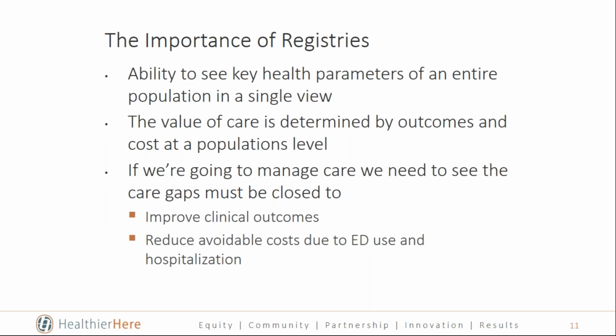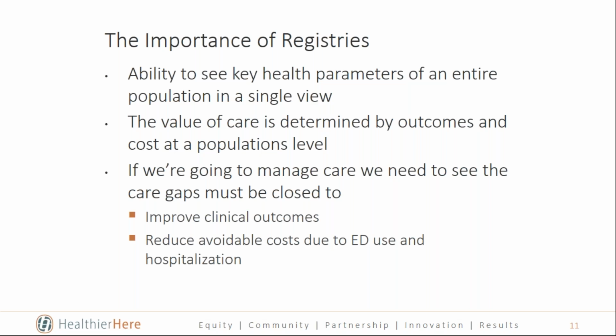So the importance of this is it allows us to see the key healthcare parameters for an entire population in a single view. And that then gets to this ability to manage those outcomes that Michelle was talking about, both the quality outcomes and the cost outcomes. Because if we're going to manage that care, we've got to be able to see the care gaps. You manage a population by closing care gaps in individuals, one gap at a time, and this allows us to prioritize those and do that in the course of our daily workflow.